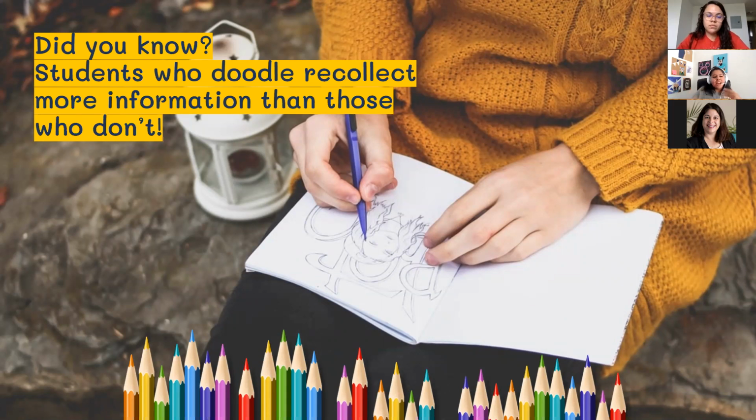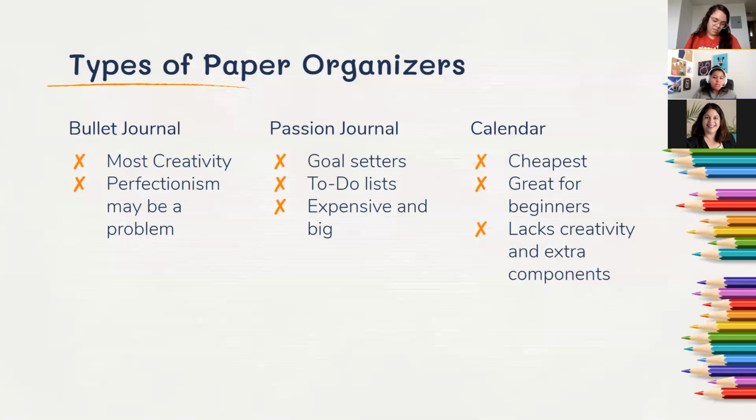So, like if you're in love, you'll draw little hearts. If you're happy, you'll probably draw a little flower and stuff. Or if you're feeling a little sad and moody, you'll probably put a cloud or more striking strokes and stuff like that. So here are the types of paper organizers that I'll be talking about. We have a bullet journal. This one allows for the most creativity.